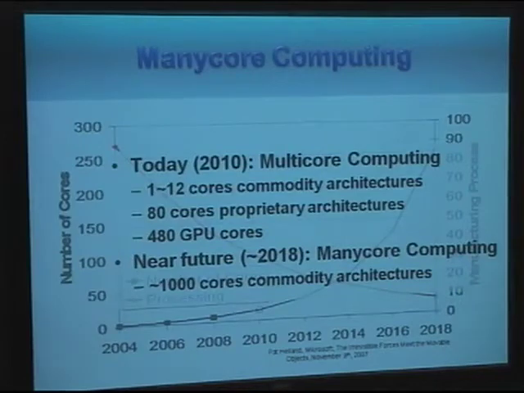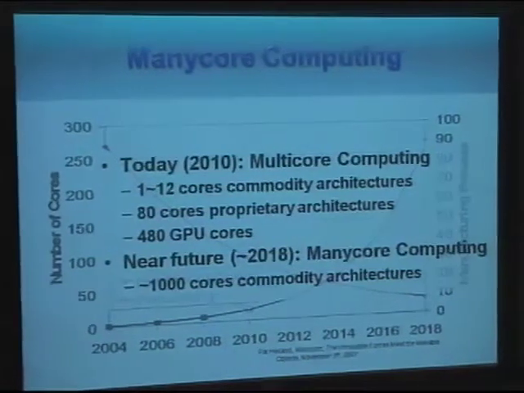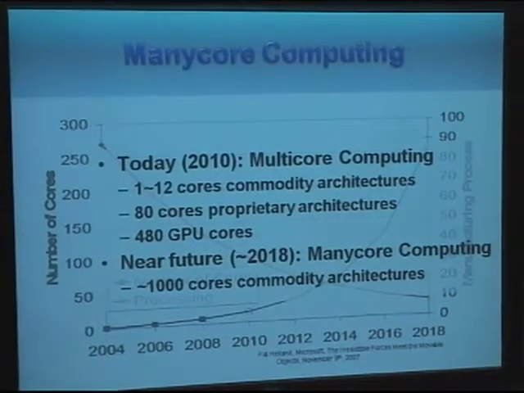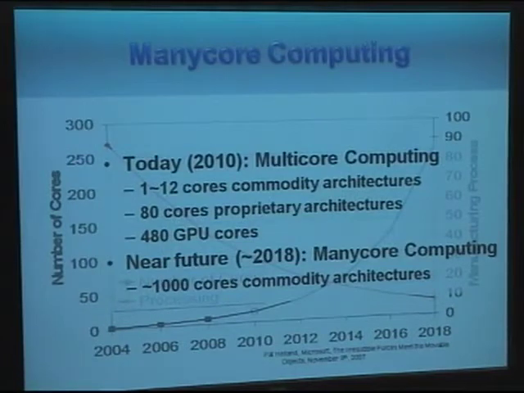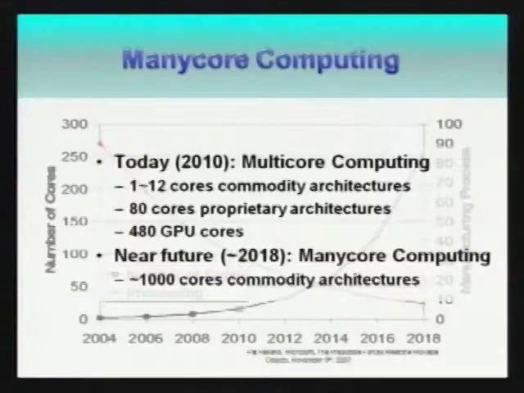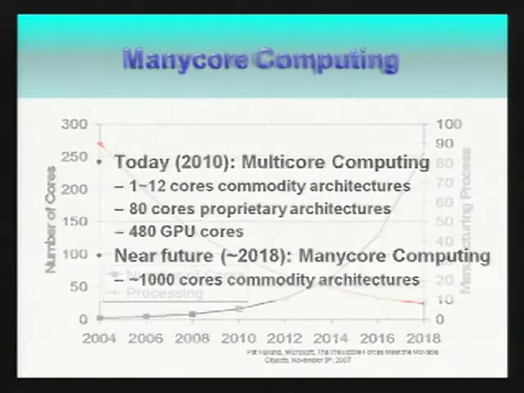The claim is that, in the next decade, we're going to have about 1,000 cores that are kind of commodity general purpose cores. And it's possible that the GPUs will be merged with your generic cores. So basically, these 1,000 cores will handle everything from graphics to your general purpose computing. So that's one of the trends that are happening.